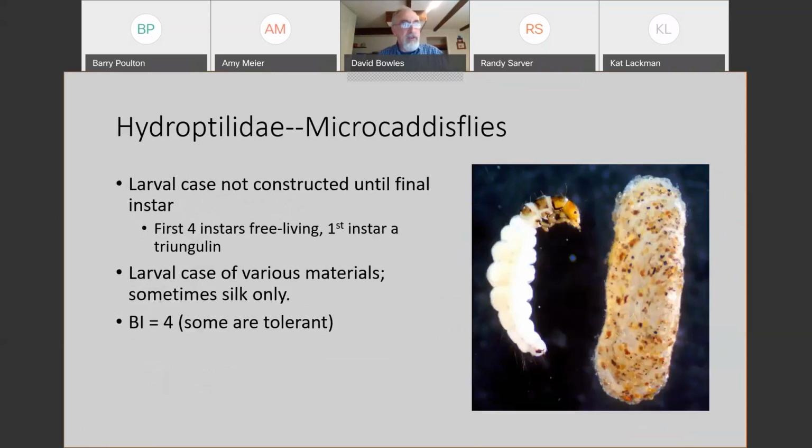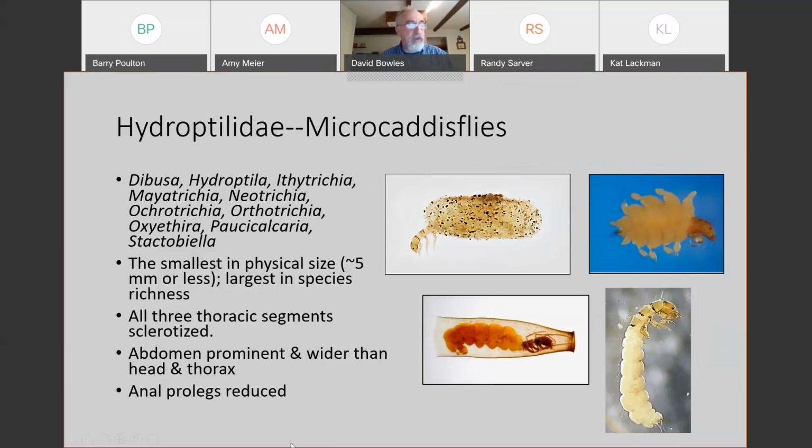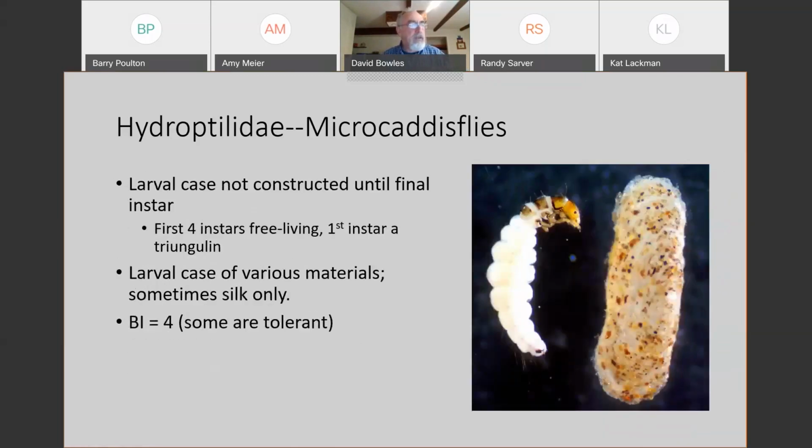The larval case is of varying materials, and let me go back. The one in the clear case there is a genus called Oxyethira, and they use silk only. They won't put anything in their case, so they're very neat looking little guys. But the cases are very variable. The neat part is only the fifth instar, the final instar, builds a case. The first four instars are free living. In fact, the first instar is what we call a triungulin. It doesn't even look like the other instars. They're somewhat crab-like or spider-like in appearance.